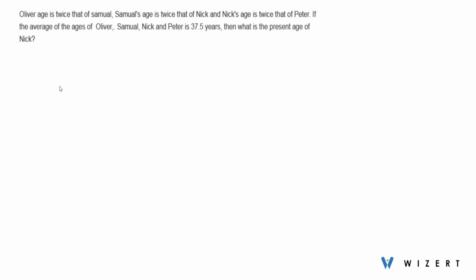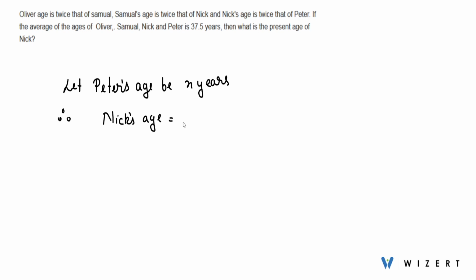So let Peter's age be x years, right? Therefore, Nick's age will be 2x years as mentioned in the question, and Samuel's age is twice of Nick's age, so it will be 2 multiplied by 2x, which is 4x years.